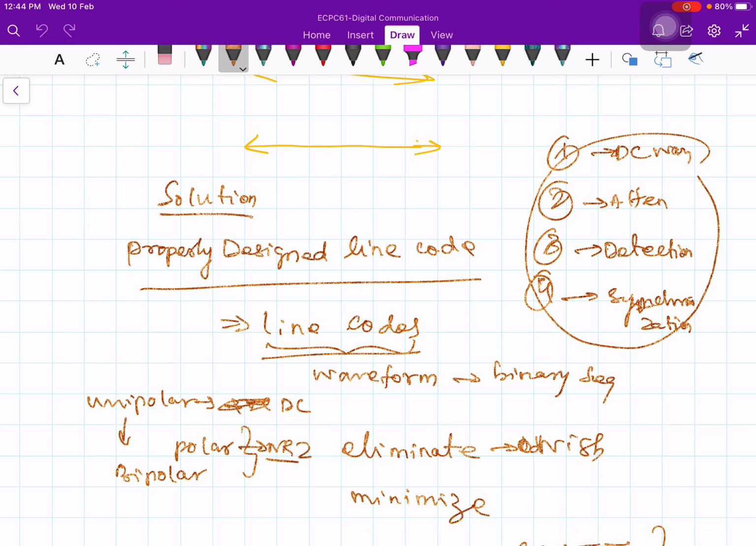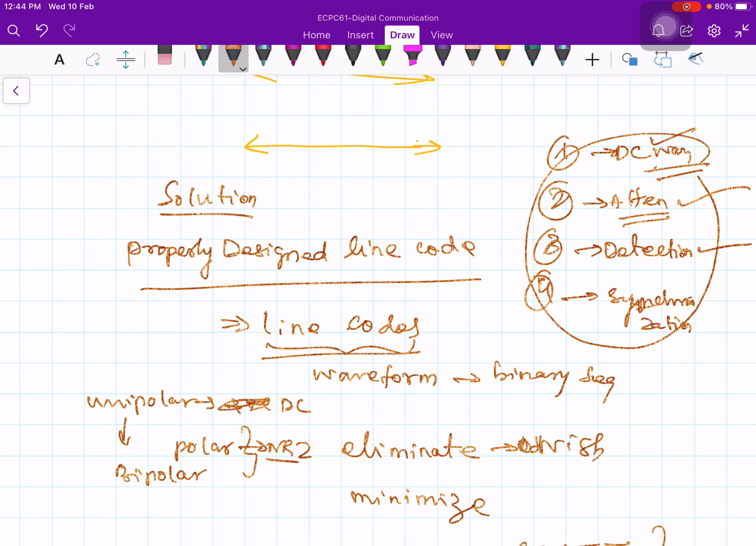That is DC power, DC. If the signal has some DC content, then there is a DC wastage of power, and the DC component will be attenuated more than the AC component. That is the second point. And third one is detection problem because of the DC wandering effect.